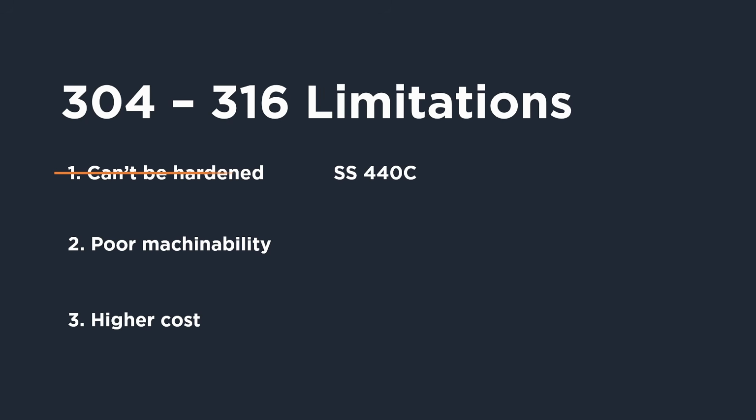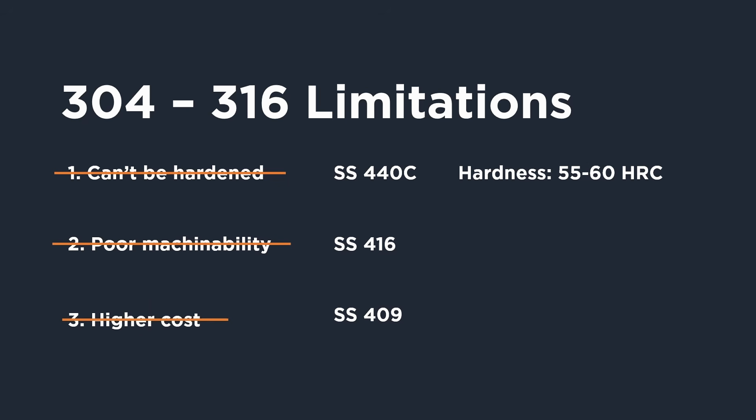But what if I tell you that there are stainless steel grades that do not have these limitations? There are stainless steel grades that can be hardened, can reach 50 to 60 HRC, similar to tool steels. So they can be used as a tool steel in corrosive environments. There are also stainless steel grades that are much cheaper than 304 and 316 and also have better machinability. Also, there are stainless steel grades which are actually magnetic, not because they are impure, but because they are made that way.